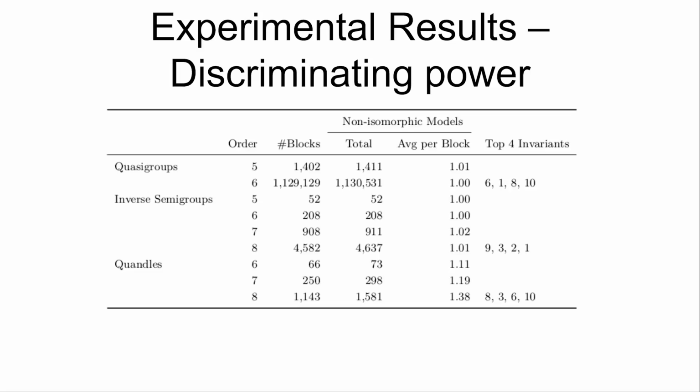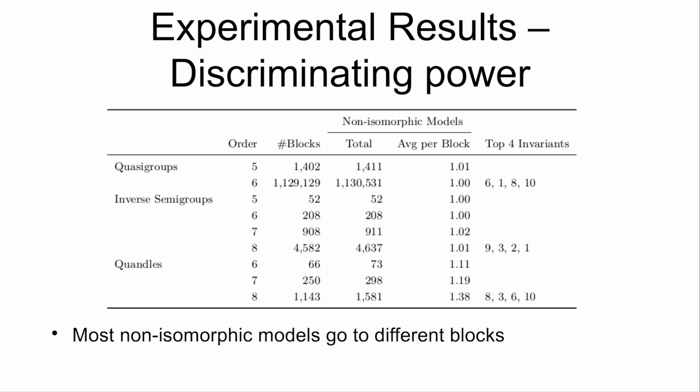We ran experiments on 3 algebras. We chose these 3 algebras because they are representative in the algebraic world. We see that our invariants have very high discriminating powers. The second to last column in the table shows that most of the time the number of non-isomorphic models in a block is close to 1.